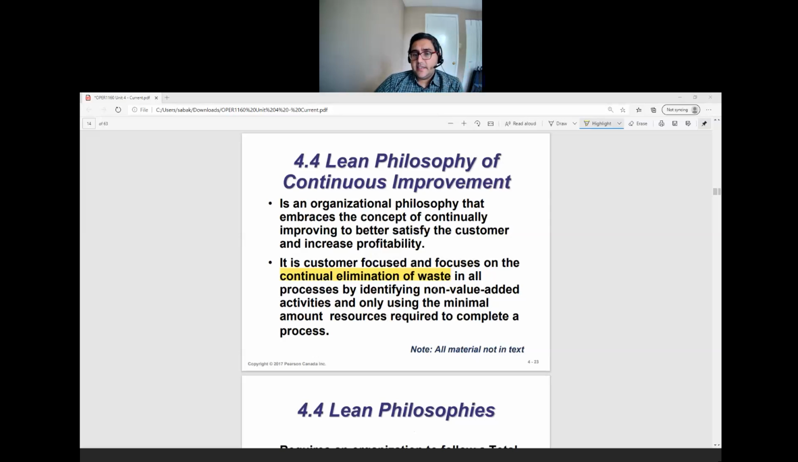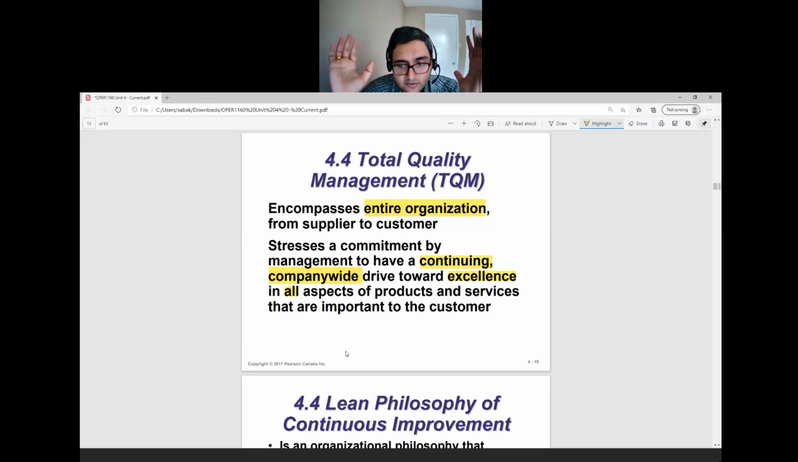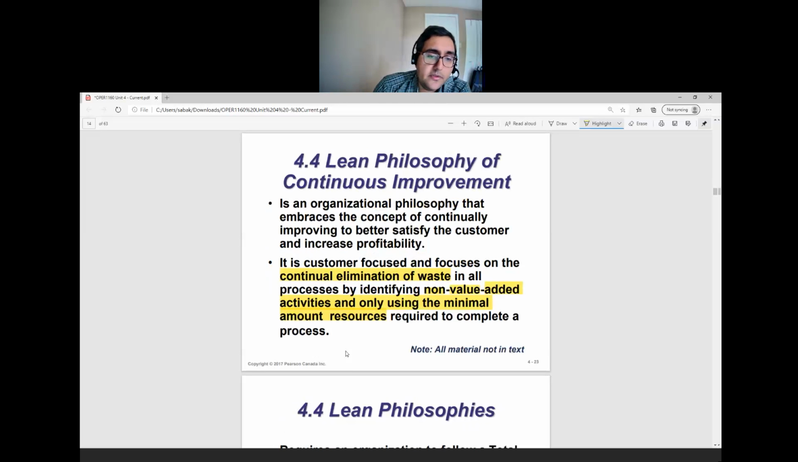the processes and services by first identifying the non-value added activities and only using the minimal amount of resources required to complete a process. So let me explain the lean philosophy. TQM, the total quality management, which we saw here, is a philosophy to ensure that each part of the organization is working at its best so that it can provide the best services to the customer.